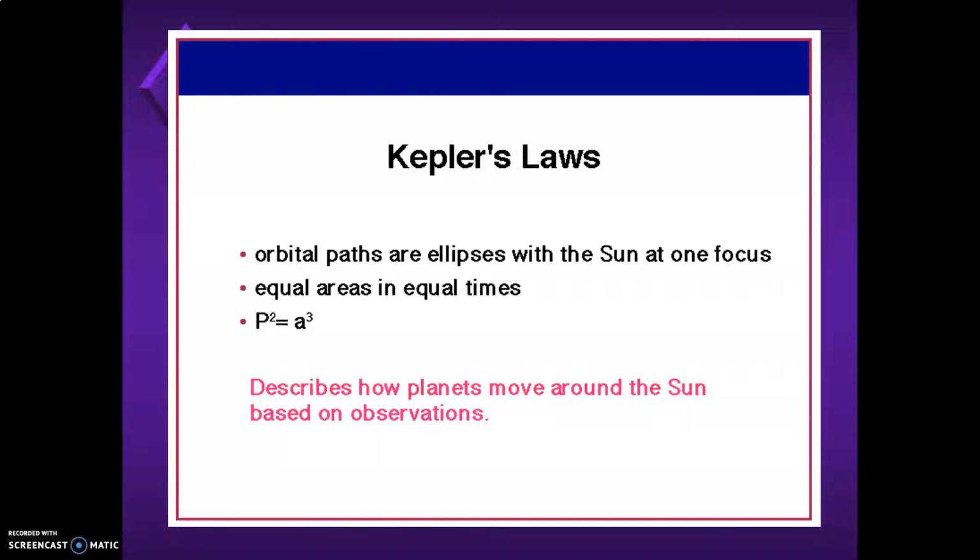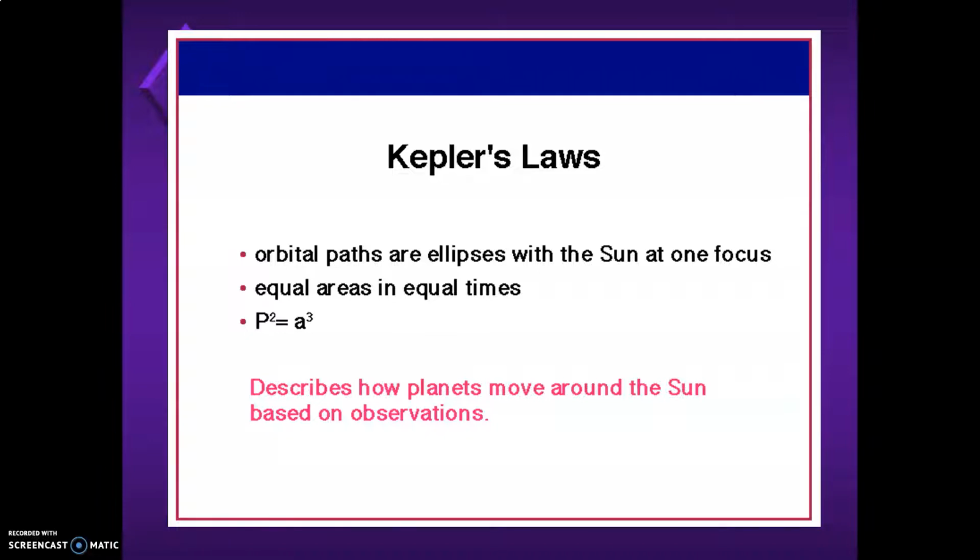So he used these three laws to describe how planets move around the sun based on observations. And he didn't make those observations. Tycho Brahe made the observations. And when Tycho died, Kepler got all of Tycho's data and used it to establish these three laws of planetary motion. Now, Kepler is also very influential with Newton.